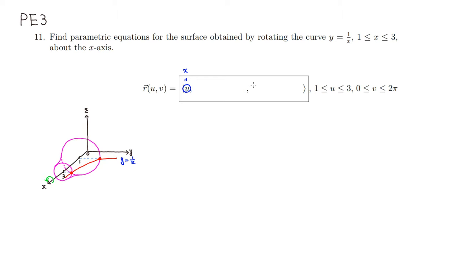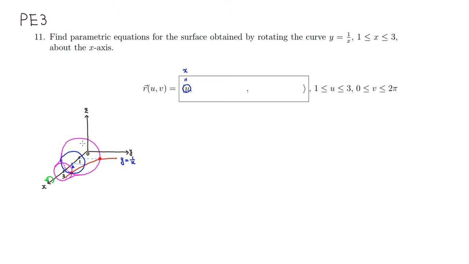Since x is u, I'm going to mark u somewhere here. u is between 1 and 3, so u is here. The surface at u gives you a circle right here. It probably looks somewhat like this, and that's on the surface.